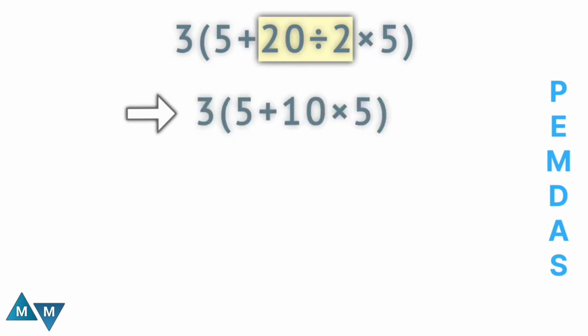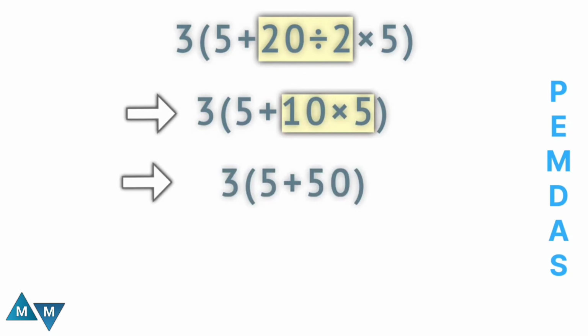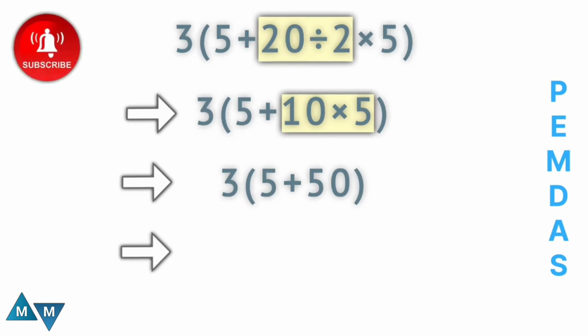So again, we are still working inside the parentheses. So now we have 5 plus 10 times 5, since multiplication has a higher priority. So 10 times 5 will be our first move, which is equal to 50. Again, we're still working inside the parentheses. So we have 5 plus 50, which is equal to 55.